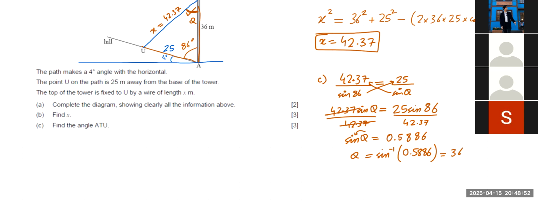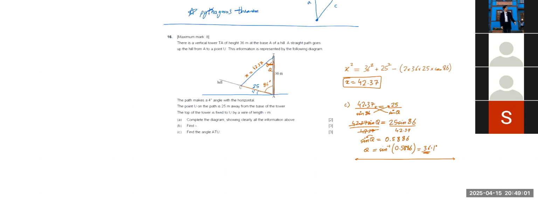And that's it. What's wrong? No, because I was worried I was going to get this wrong because I used cosine. Because I was like, oh, I have all three sides. You used the cosine rule? Oh, yeah.